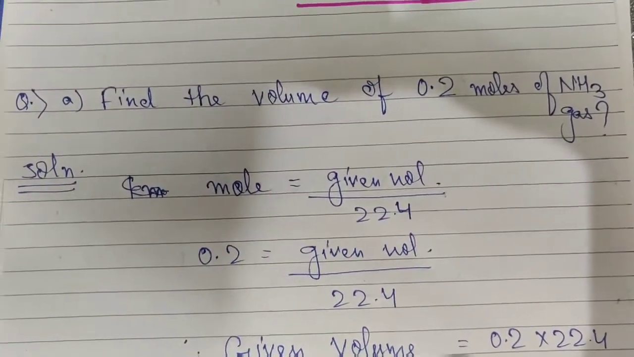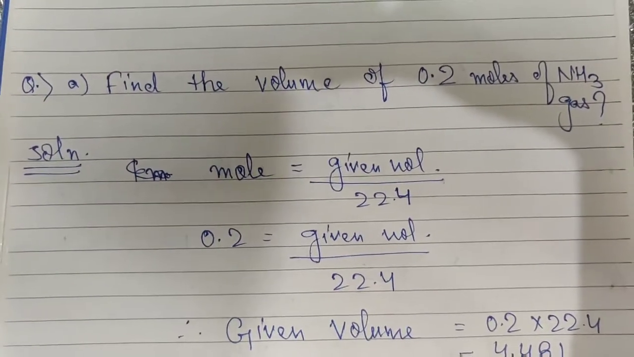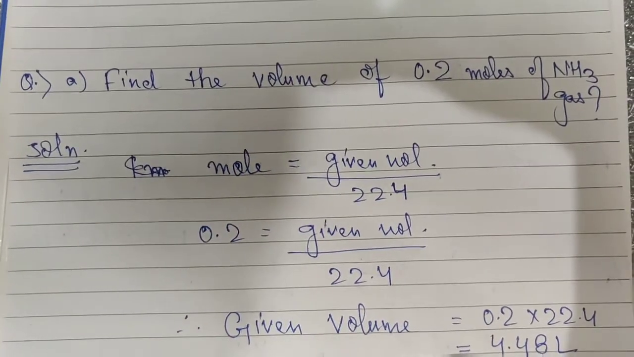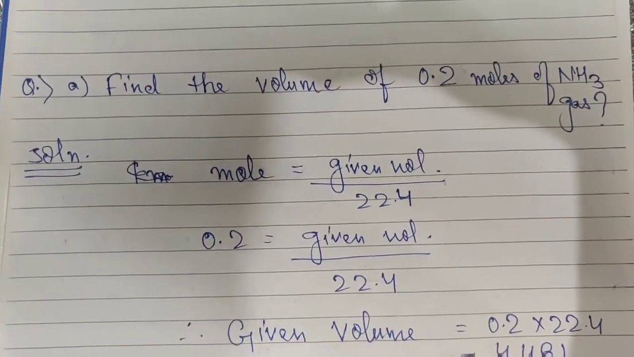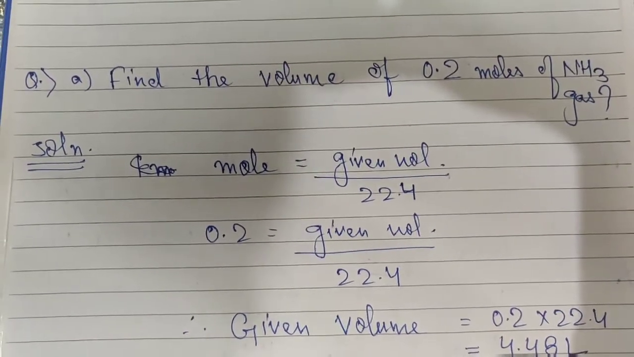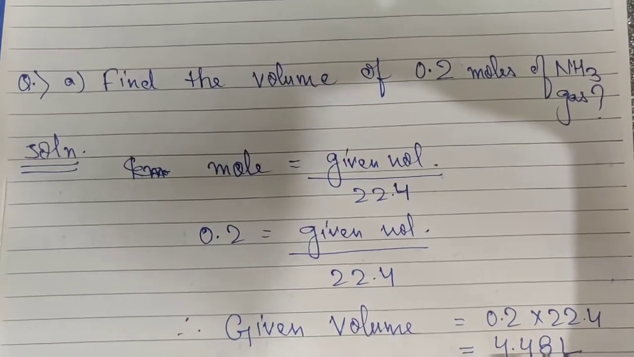Now this can be solved by two methods. The first method can be the unitary method, like 1 mole of ammonia gas is occupying 22.4 liters. So 0.2 moles will occupy 22.4 into 0.2. So this will give you the value.